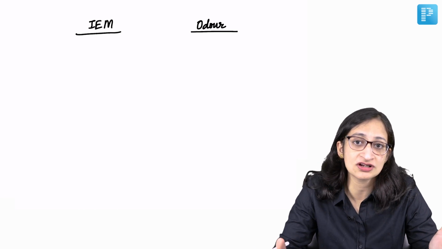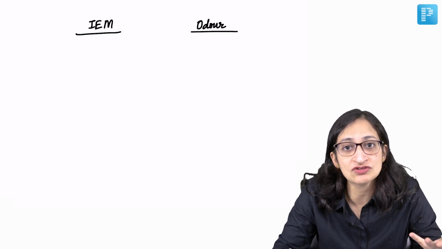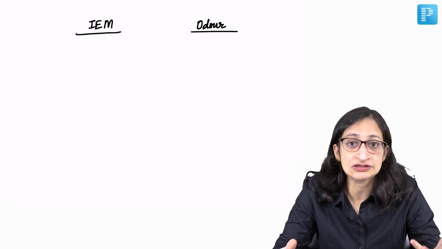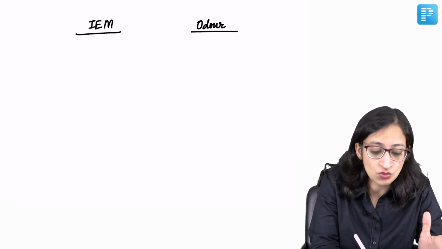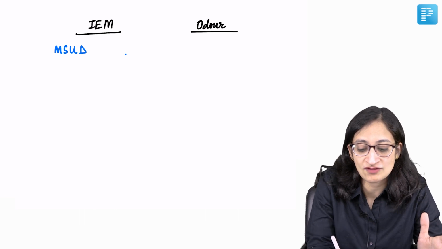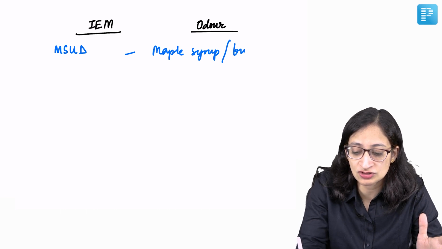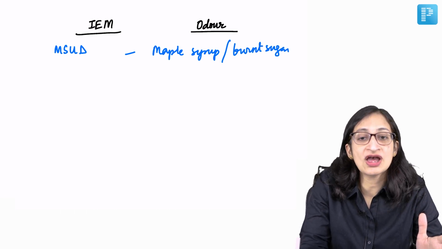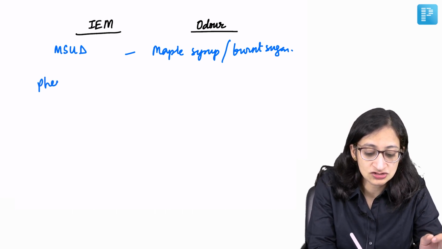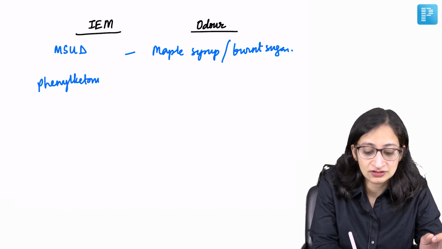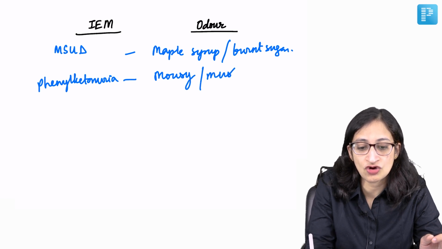Maple syrup urine disease is a disorder where you get a typical odor. Similarly, there are some other inborn errors of metabolism where the urine of the baby or the cerumen or even the sweat of the baby gives a typical odor when you go near to the baby. So what are some of the IEMs which have a typical odor in the body fluids? One we said is maple syrup urine disease where you have a maple syrup or burnt sugar odor. Then in phenylketonuria, you have a mousy or musty body odor due to the accumulation of the metabolites.